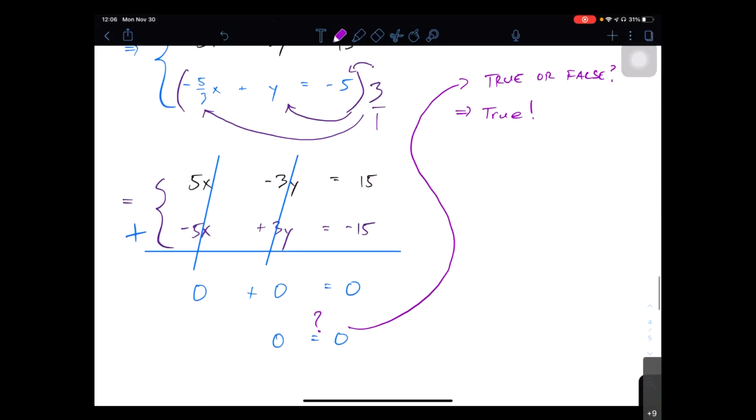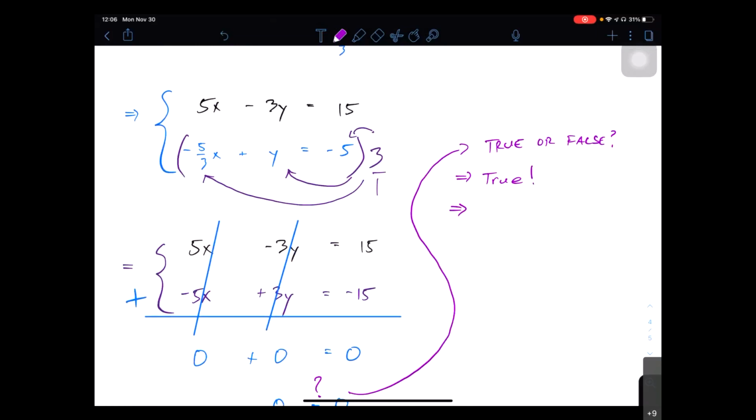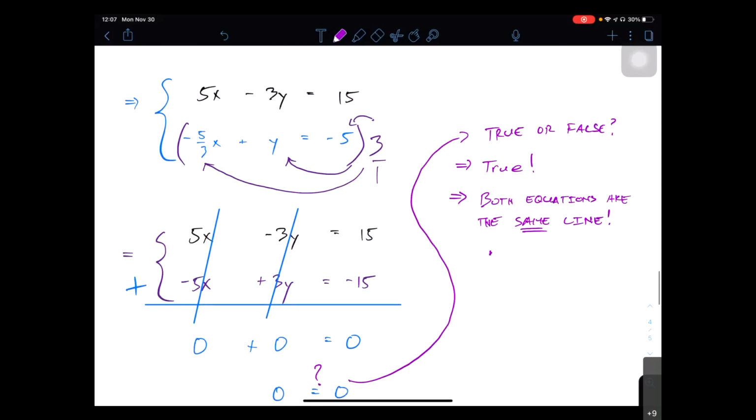And when it's true, this implies that these two original equations are the same line. Both equations are the same. What are some properties? Well, some properties are that they intersect at infinitely many points. Remember, since they're infinite, oh, I misspelled infinite. Forgot the N in infinite.